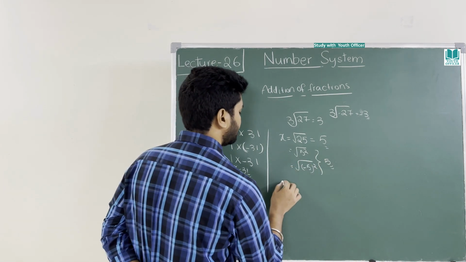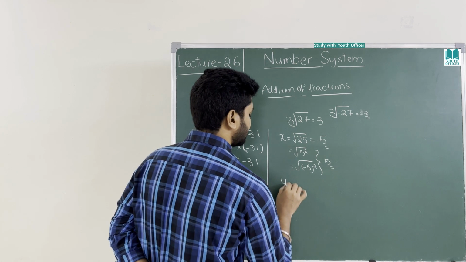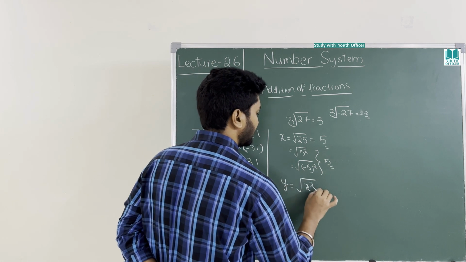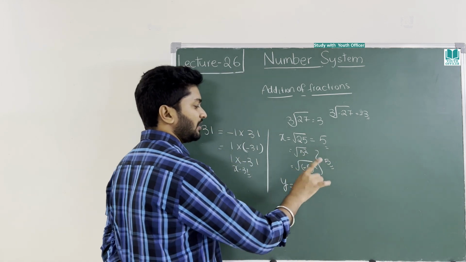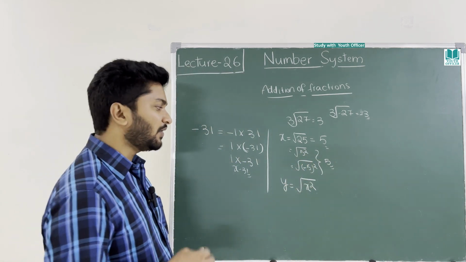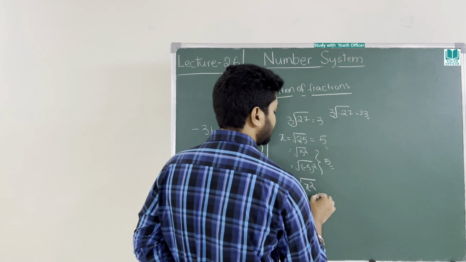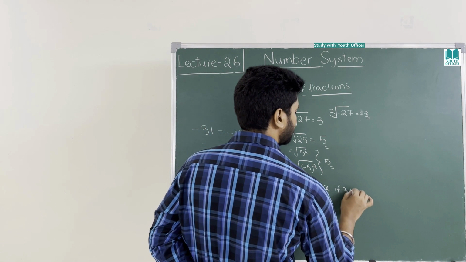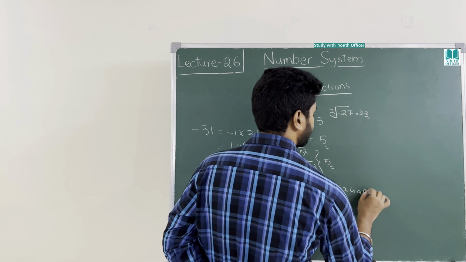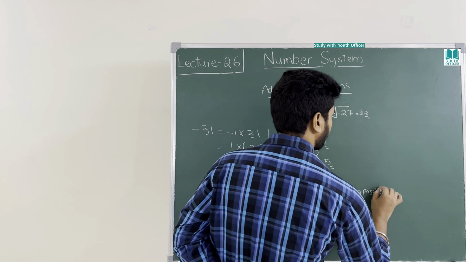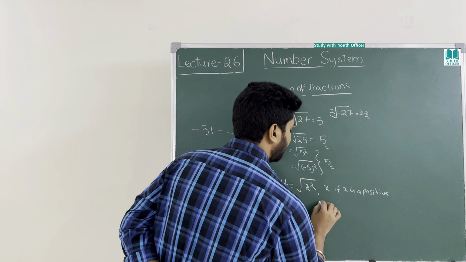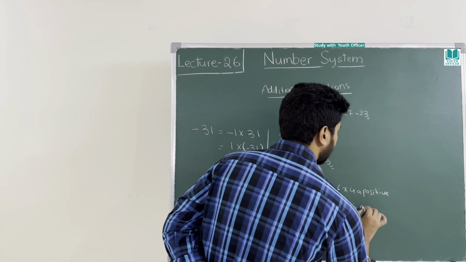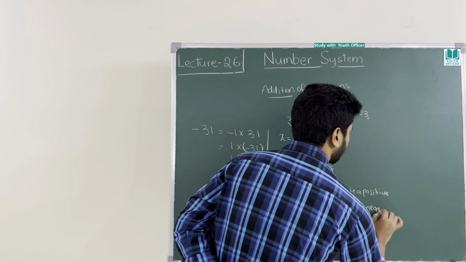But sometimes they may give you like this: y equal to square root of x square. They will not give directly 5 square or minus 5 square. Then what will be the answer? The answer will be x if x is a positive number. The answer will be minus x if x is a negative number.